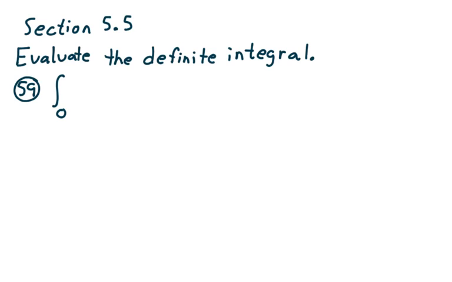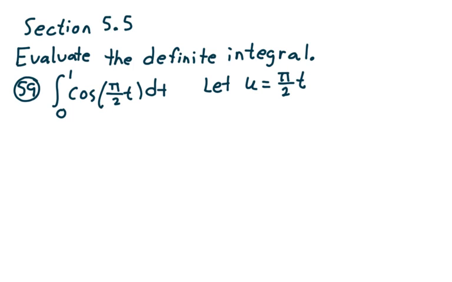Suppose we're given the integral from 0 to 1 of cosine of pi over 2 t dt. Now, what we're going to do is transform this entire integral in terms of another variable, which I will call u. And so I'm going to let u equal pi over 2 t. So this is a substitution. du is pi over 2 dt.